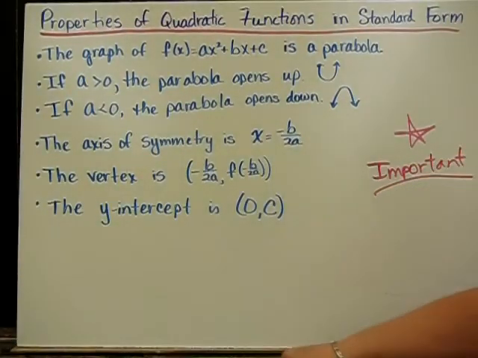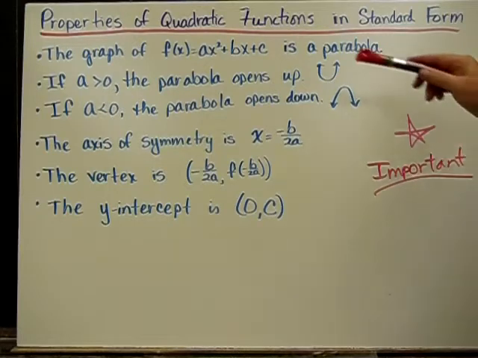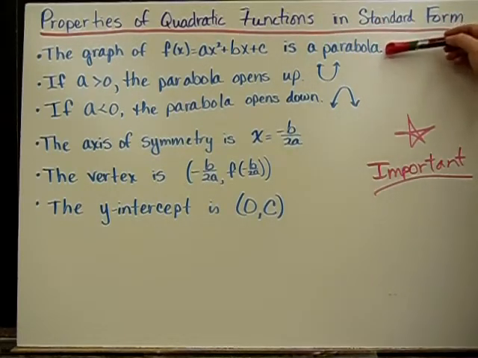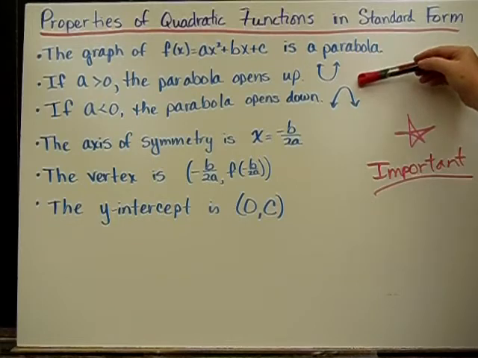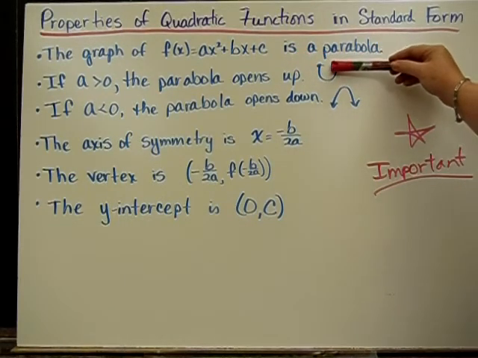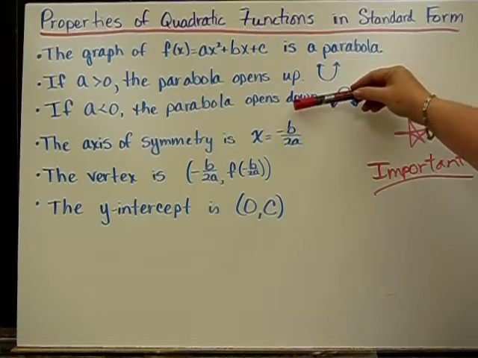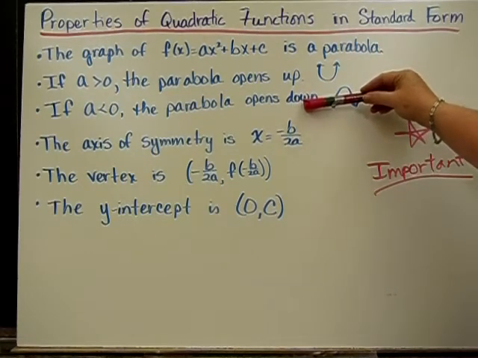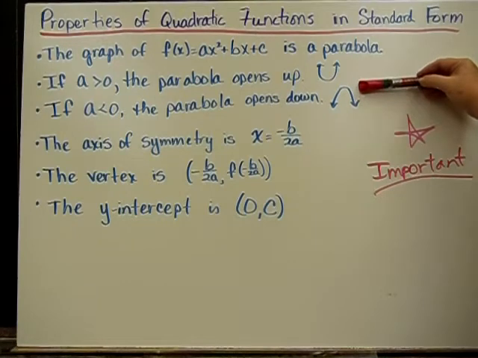Okay, properties of quadratic functions in standard form. You need to make sure that you know these. The graph will be a parabola, which is our U shape that opens up or down. If a is greater than 0, meaning if a is positive, the parabola will open up. If a is less than 0, meaning a is negative, the parabola will open down.